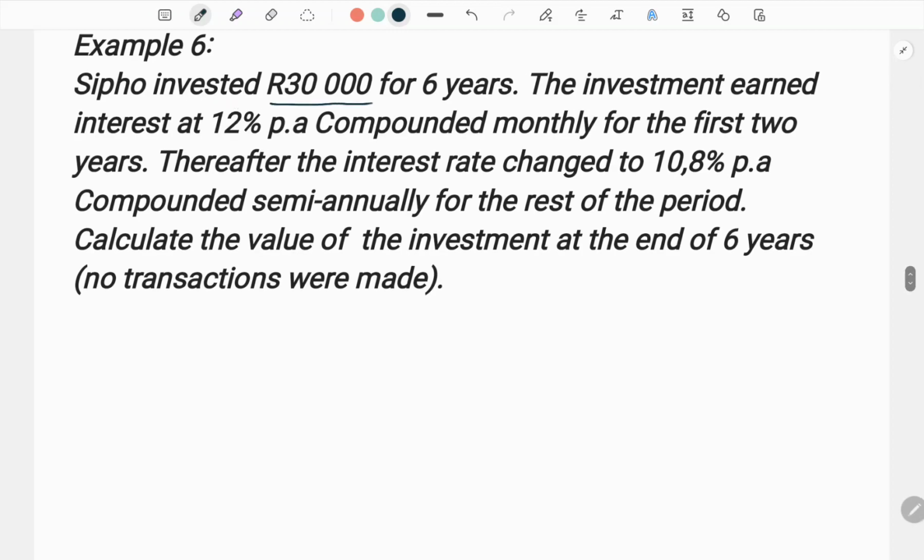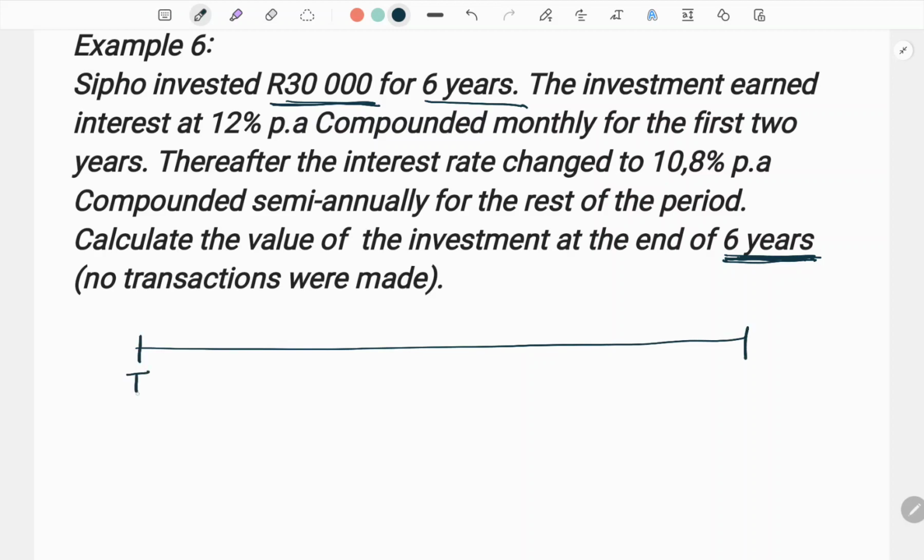Sipho invested 30,000 for 6 years. The total is 6 years. Calculate the value at the end of 6 years. Now, we are going to draw a timeline. Start with T0 up until T6: T1, T2, T3, T4, T5, and T6.